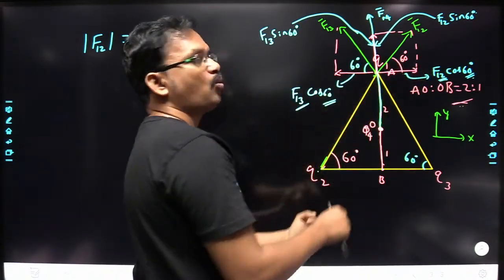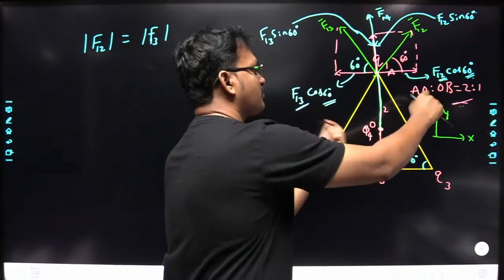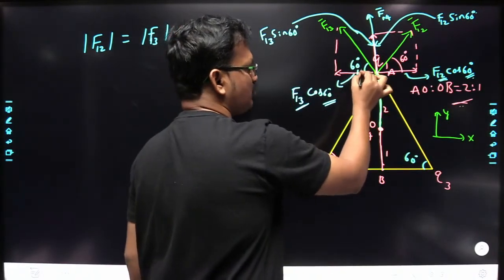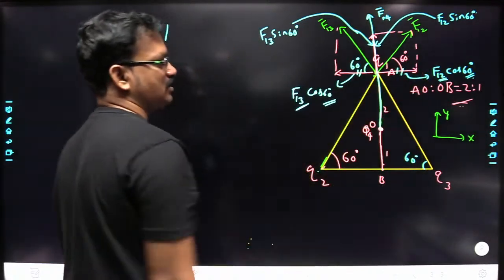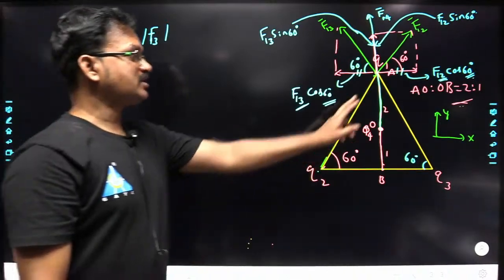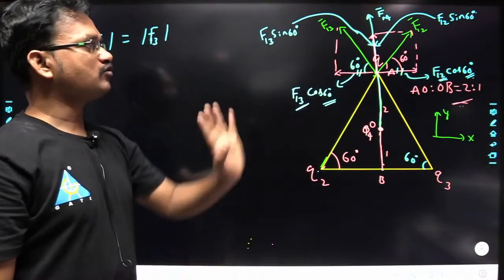Exactly opposite to one another. Magnitude wise both are the same and they are acting exactly opposite to one another. That means these x components will get cancelled with one another. Yes or no here? Now what is the net force acting on Q1 here?